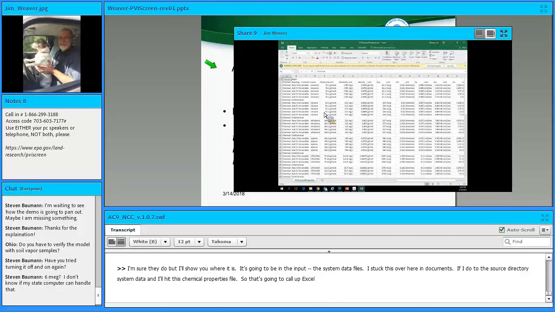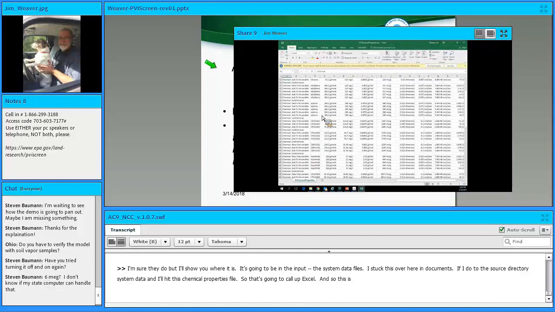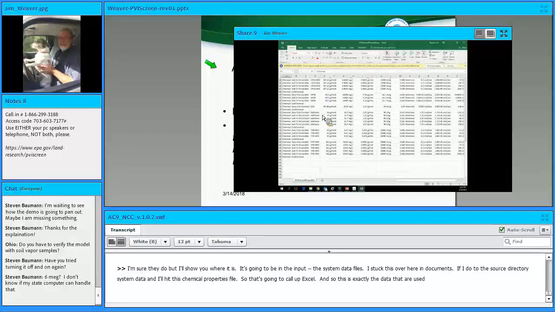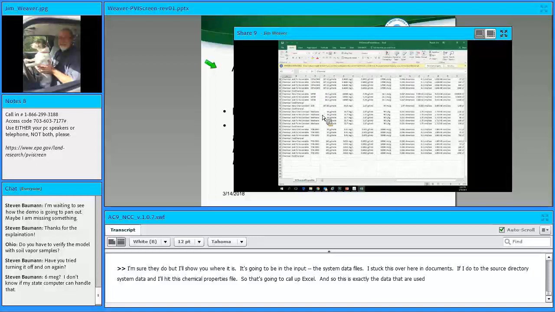And so this is exactly the data that are used. And EDB is here. So I don't have DCA at the moment, but I can add that.